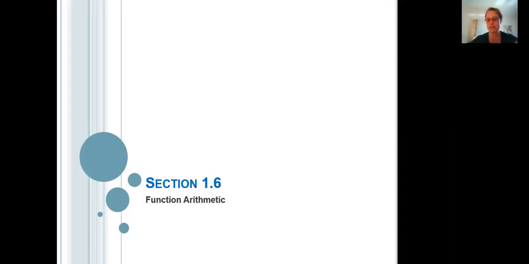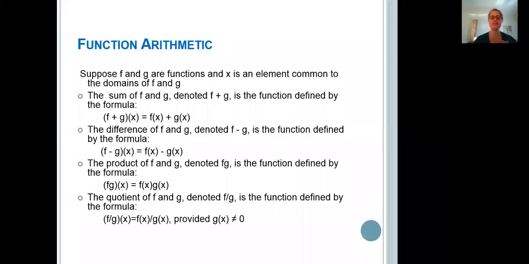Now, we've already in previous sections defined functions and looked at the domain and the range of functions, and we looked at how to evaluate functions. And now we're going to talk about how we can combine functions together. So let's just suppose that f and g are two functions, any functions. It doesn't matter what they are. And we're going to take some number x that is in the domain of both f and g.